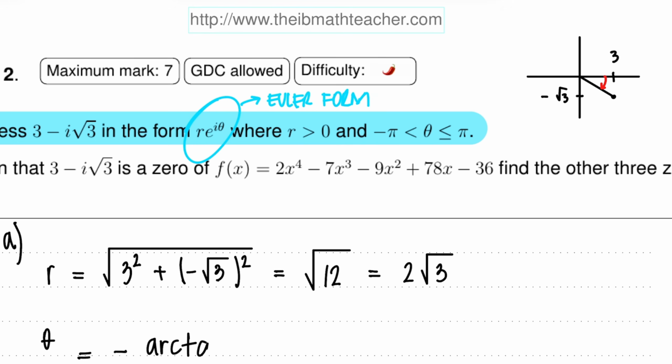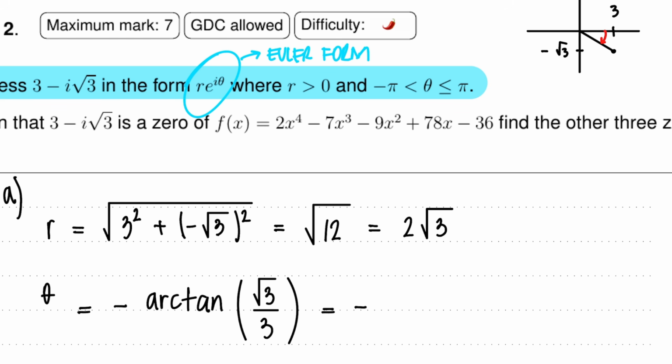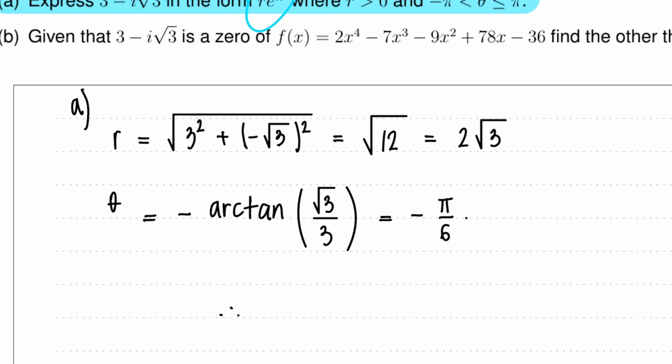It is the arc tan of imaginary part over real part. Do notice that I never included the negative in the root of 3 inside this arc tan because we already took into account the sign when we created this diagram. So negative arc tan of root 3 over 3 is pi over 6, so negative pi over 6. Therefore, we can express z as 2 root of 3 times e to the i negative pi over 6.